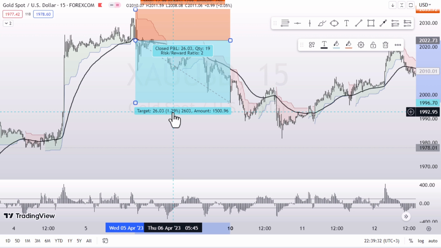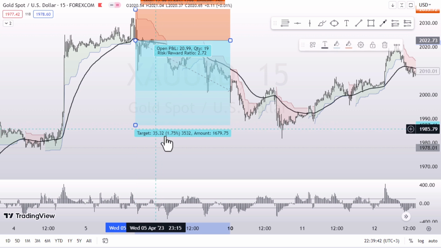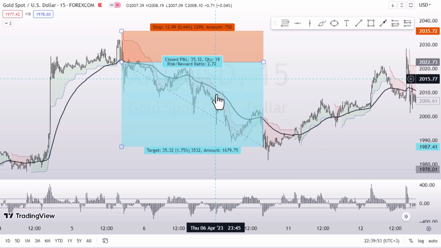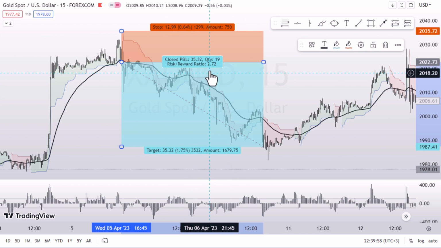But if you wanted to take it all the way down, let's say somewhere around here, it was almost like 15.5% of profit with 10x leverage. So how to understand if we can take all of this movement with a really nice risk to reward ratio of 2.72, which is crazy good, especially in scalping?